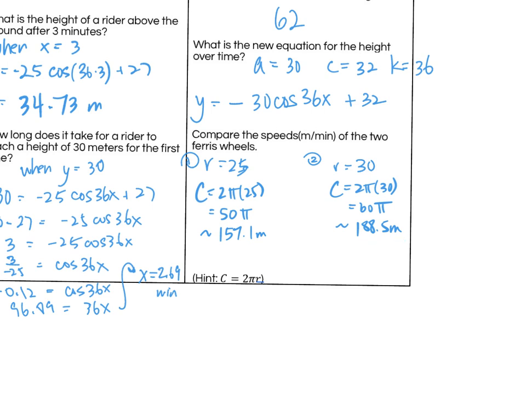Now we're just going to divide, because speed is distance divided by time. I'm going to divide by the time for one revolution, and in each case the time for one revolution is 10 minutes. Substituting into distance over time, I end up with 157.1 meters over 10 minutes, which gives me 15.71 meters per minute, and the second speed is 18.85 meters per minute.